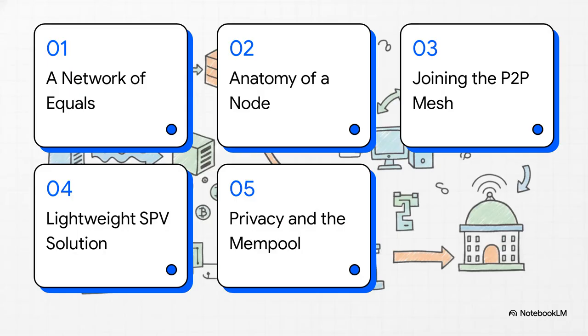Here is our roadmap for today. We'll start by looking at a network of equals. Check out the anatomy of a node, see how you actually join this P2P mesh, discuss the lightweight SPV solution, and finally wrap up with privacy in the mempool. Let's get right into it.